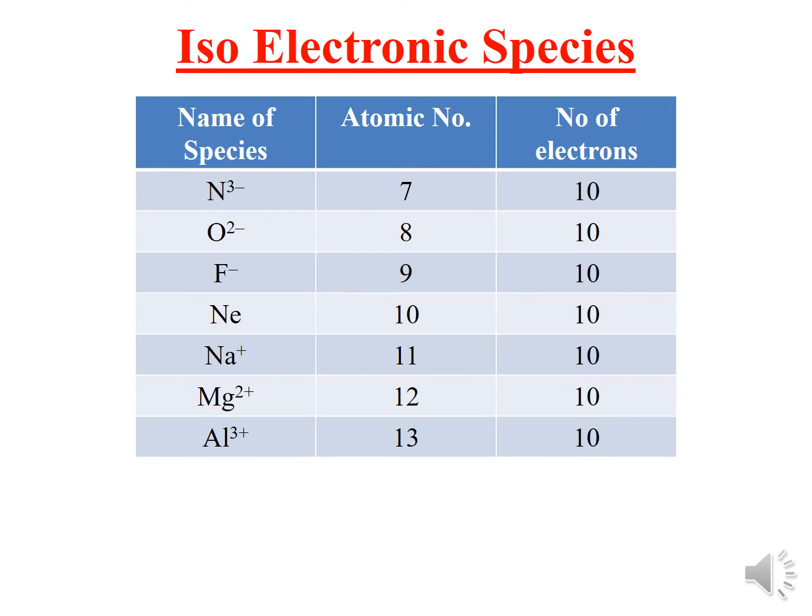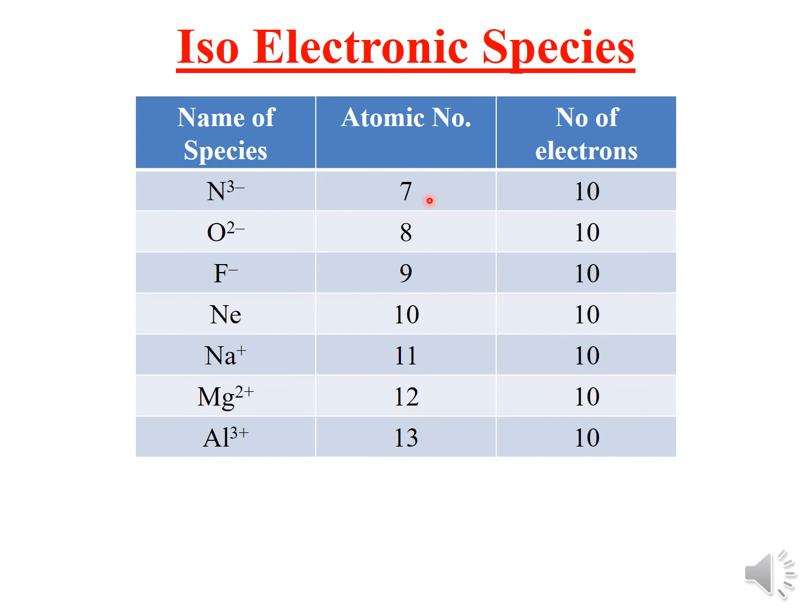Next we will discuss isoelectronic species. Here we will take one example. These are some anions, cations and neutral atoms. Here it is nitrogen, oxygen, fluorine, neon, sodium, magnesium, aluminium. The atomic number of nitrogen is 7, oxygen 8, fluorine 9, neon 10, sodium 11, magnesium 12, and aluminium 13.